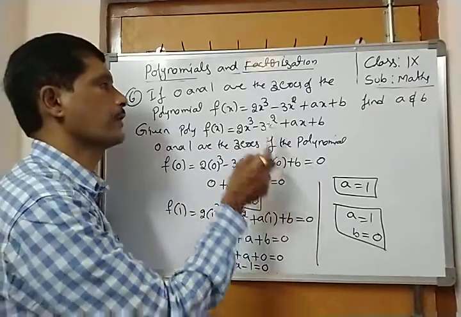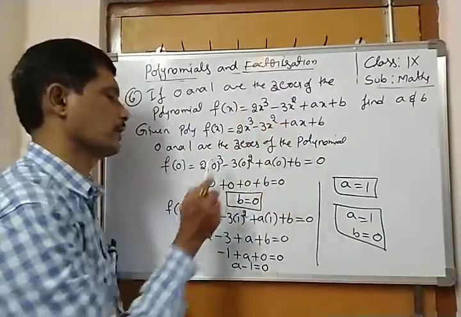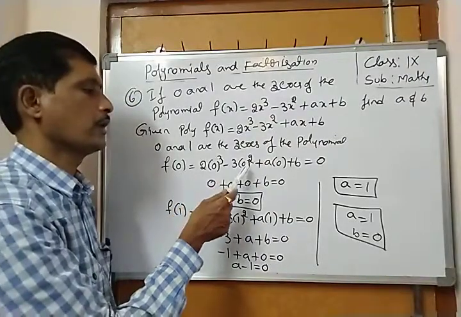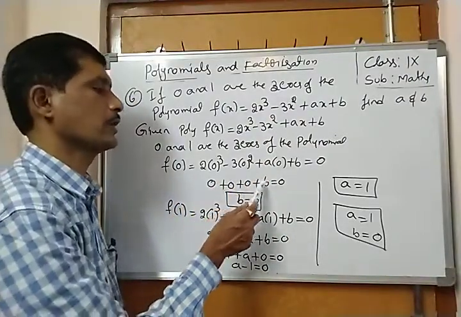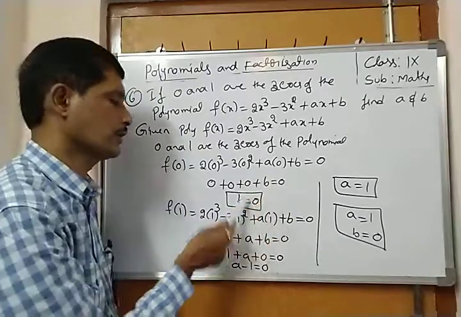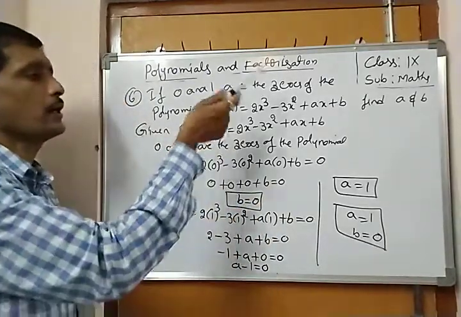Here equal to 0. Why? That is the zero of the polynomial. Here 0 whole cube, that is 0. Here 0, here 0. Total equal to 0. Next, remaining is only b. b equal to 0. Next, 1 is the zero of the polynomial.